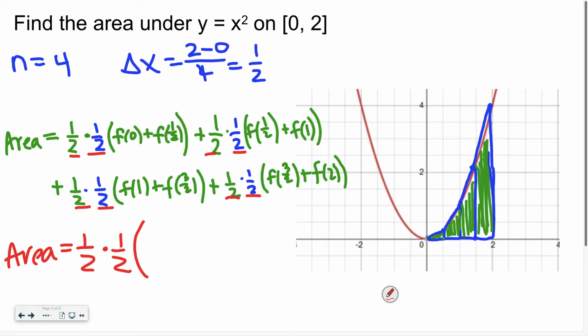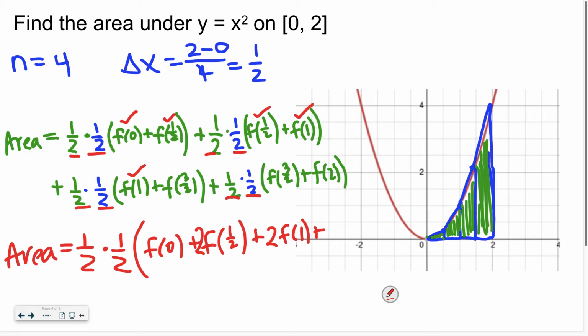So if we factor those out, then we're left with f of 0 plus 2 f of 1/2. Oops, that's a 2. Plus, we have 2 f of 1 and 2 f of 3/2, and then just 1 f of 2.